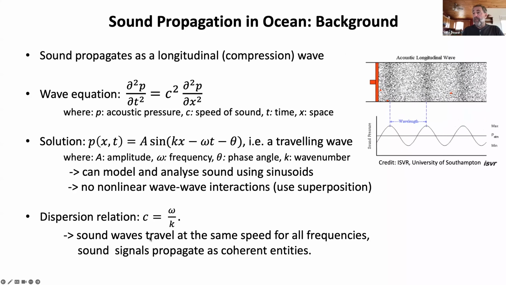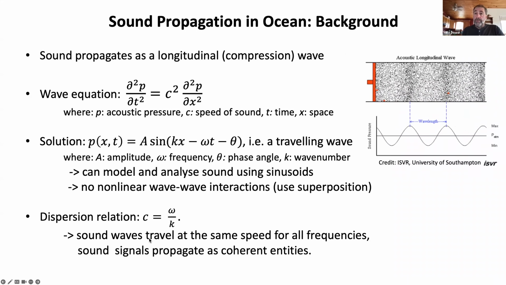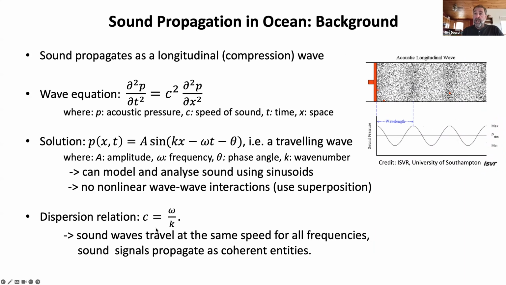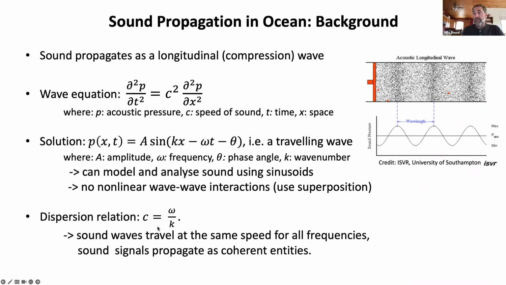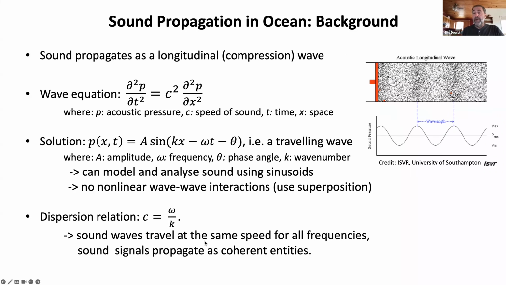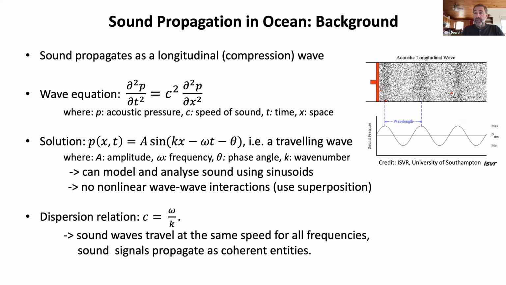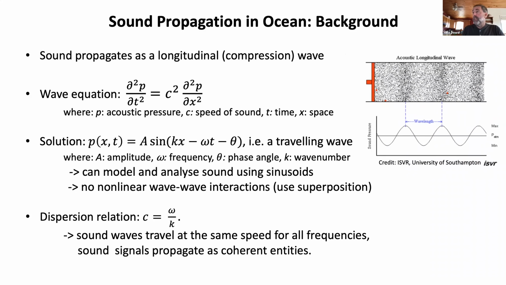One consequence of the sound following the simple equation is that sound waves all travel at the same speed regardless of their frequency. That means that sound propagates as coherent entities. A lot of waves don't do that. Ocean waves don't do that; long waves propagate faster than short waves in that case. So sound has some nice properties, which is obviously why we and other animals have evolved to use it for information dissemination.